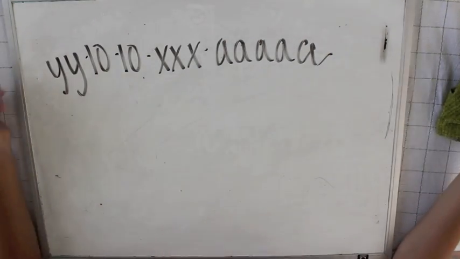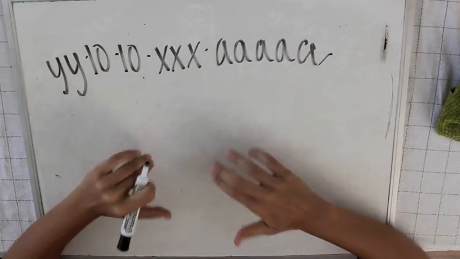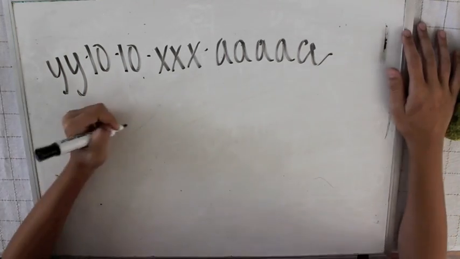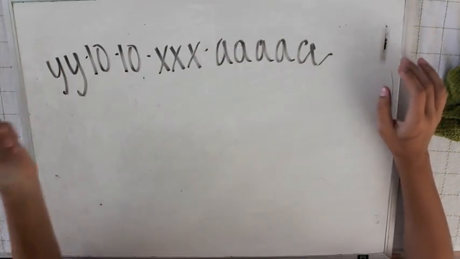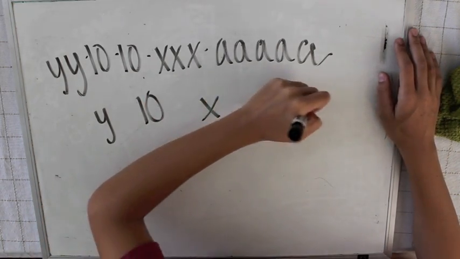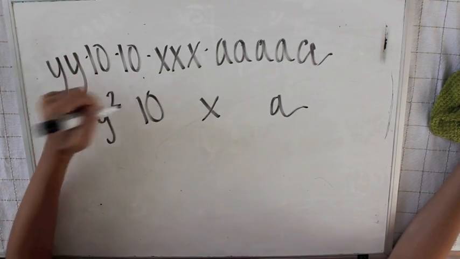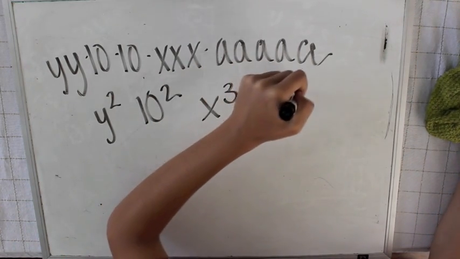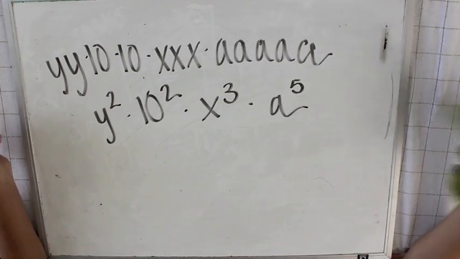So real quick, just take this and condense it down, because it is a big equation, so condense it down into a small one. For bases, we have y's, tens, x's, and a's. So y's, we just count how many we have. We have 1, 2, 2 y's. How many tens? 2 tens. x's, 3. a's, 5. Alright, so that is how you condense that down.